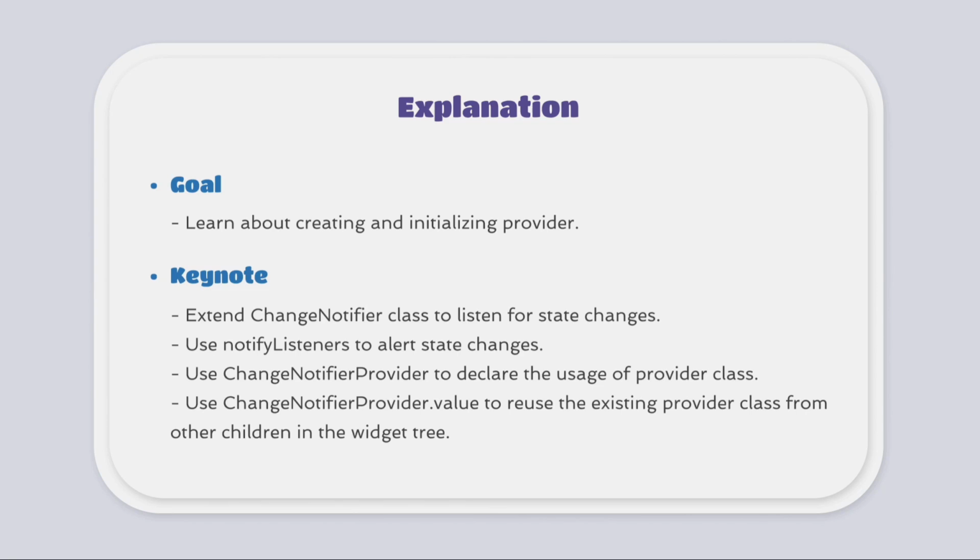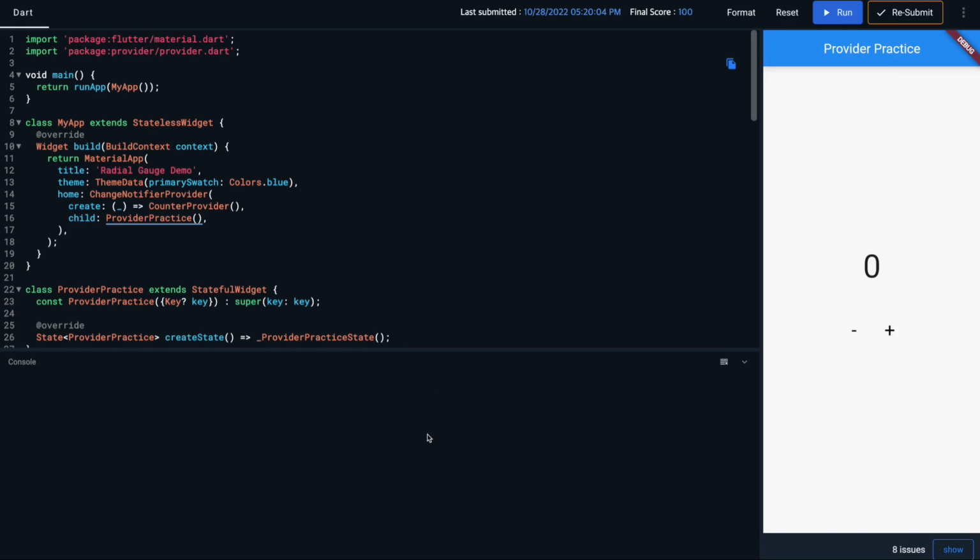Now, let's dive into more details. Today we are going to learn about state management using provider package. In Flutter, aside from the app state, usually state is bound to a single widget, and we can change this state by using the StatefulWidget class and calling the setState method.